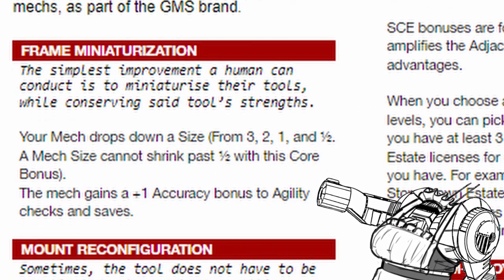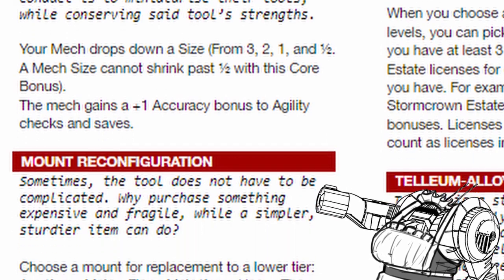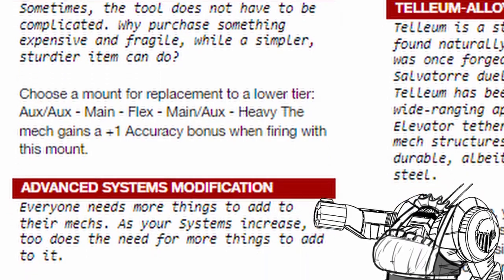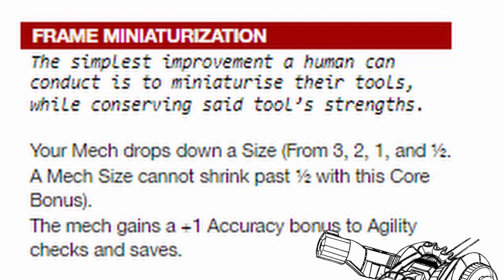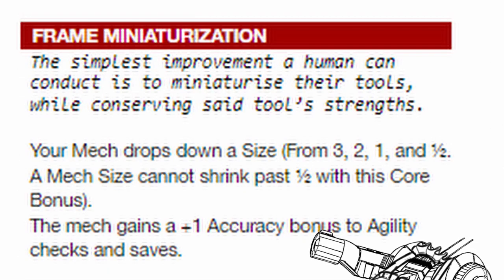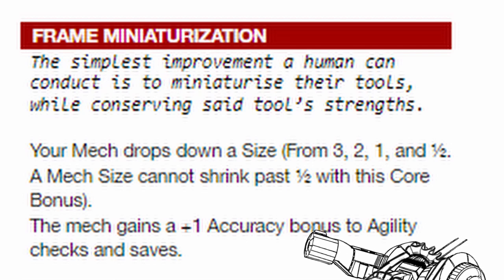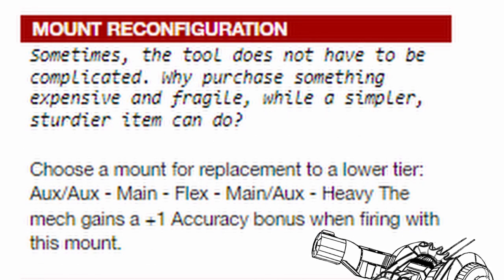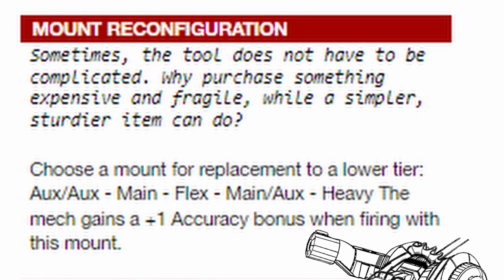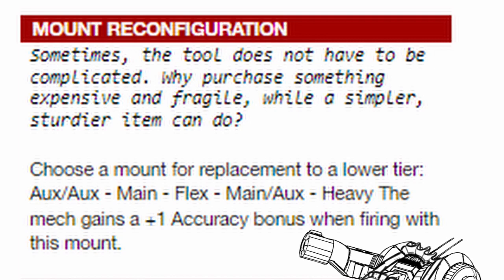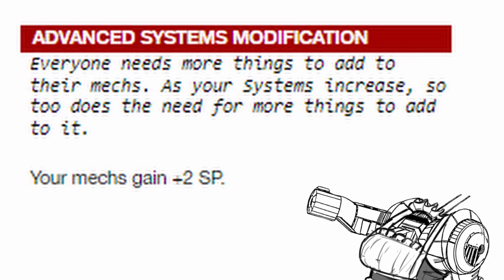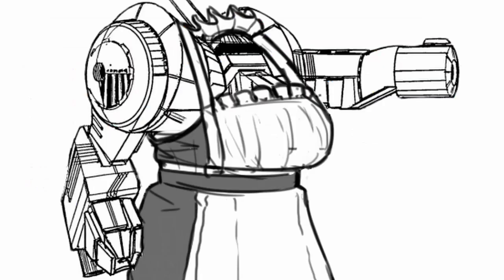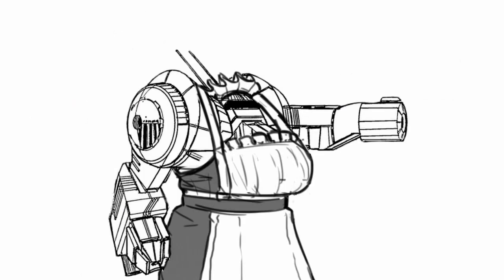Besides the 6 core bonuses provided by Stormcrown Estate Workshop, you will also find 3 from GMS that might not be fancy, but they still do their jobs pretty well. Frame miniaturization makes your frame smaller by 1 size to a minimum of half, it also gives you +1 accuracy to agility checks and saves in the process. Mount reconfiguration makes one of your weapon mounts smaller in size instead, but you get +1 accuracy for all weapons within. Advanced systems modification just gives you +2 system points, and that's pretty good. All in all, a pretty good way to further modify your mech.